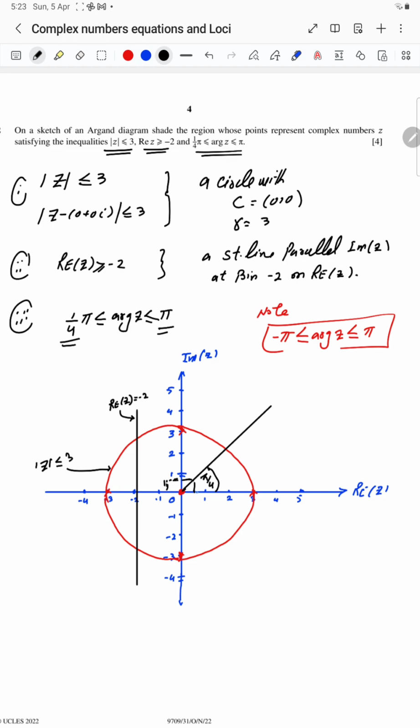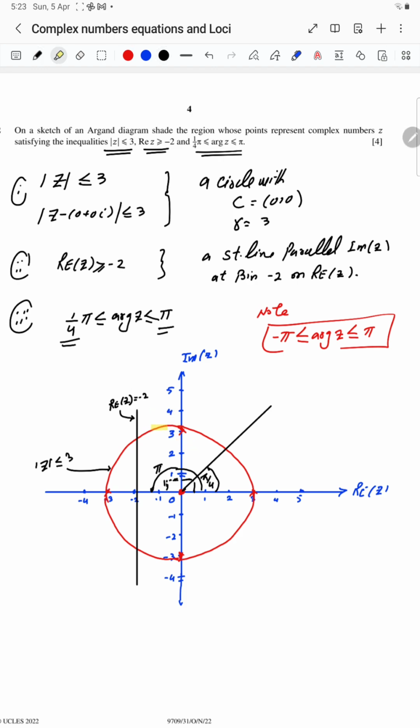Here this is pi, right? Here this comes to pi, but we know it should be less than or equal to pi, but bigger than or equal to pi by 4. So the shading part must satisfy these inequalities.